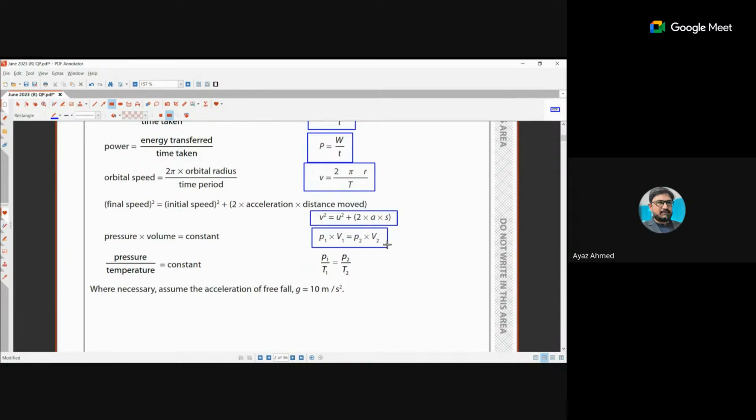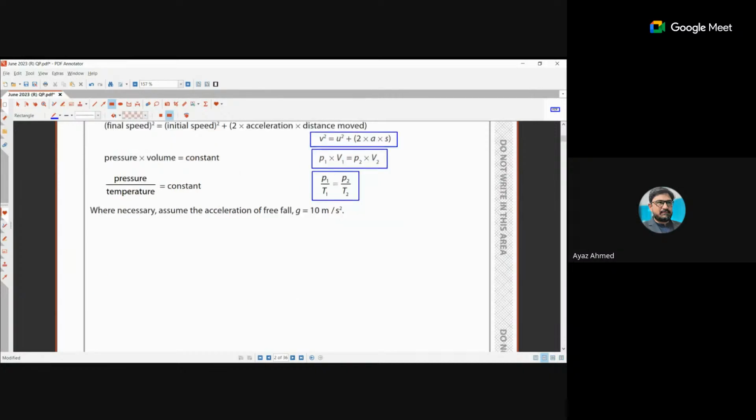And then we have the equation of transformers, that is P1 V1 equals P2 V2. Sorry, the equation of pressure. Unfortunately, I was thinking that it was the equation of power. No, it is the pressure equation: P1 V1 equals P2 V2. And then this is again a pressure equation: P1 divided by T1 equals P2 divided by T2.